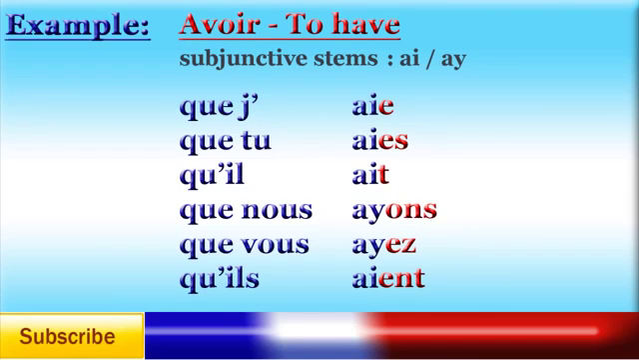Here's the verb avoir, to have, in the subjunctive. The subjunctive stems of the verb avoir are ai and ay. Que j'aie, que tu aies, qu'il ait, que nous ayons, que vous ayez, qu'ils aient.